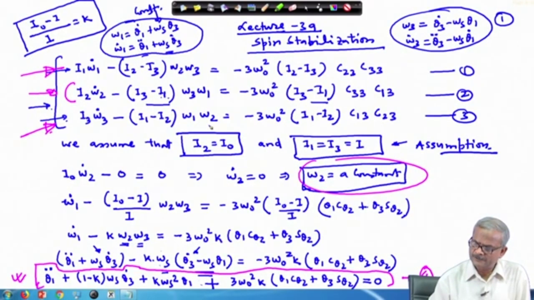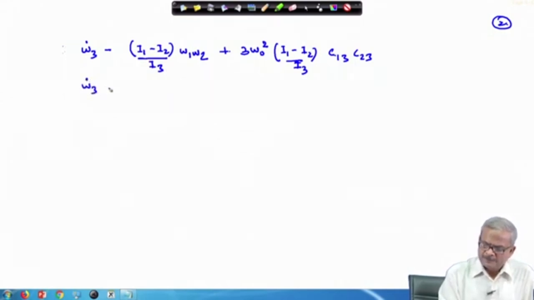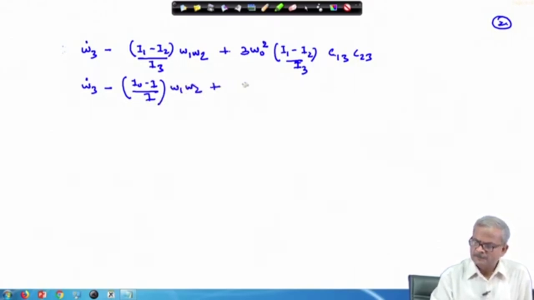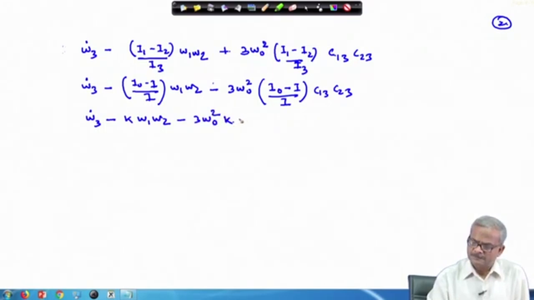This equation we have brought here on the left hand side and written like that. So, omega 1 omega 2, this becomes omega 3 dot, and here we will take the minus sign and I 0, write it like this. So, this will become k, and the same way in this place we need to change. So, we will have a minus sign here, 3 omega 0 square. And I 2 is I 0 minus I divided by I, C 1 3 C 2 3, and this gets reduced to omega 3 dot. This part we have written as k. So, omega 1 omega 2 minus 3 omega 0 square k C 1 3 times C 2 3, this equal to 0 on the right hand side. All these are 0.